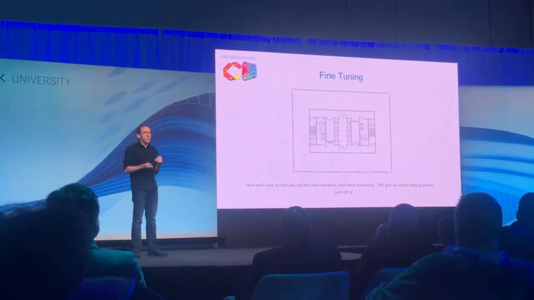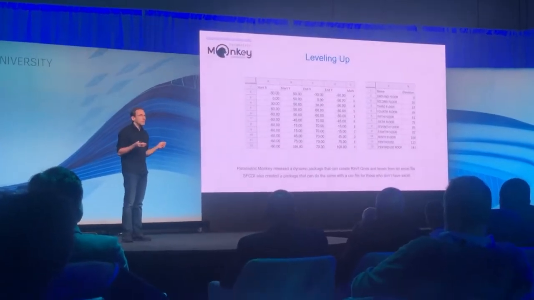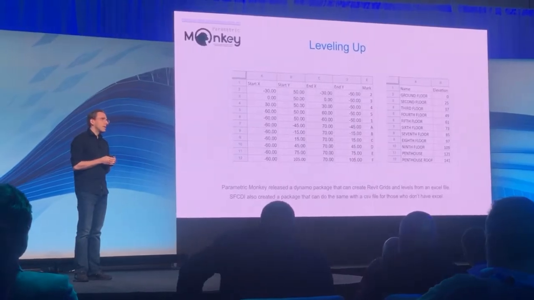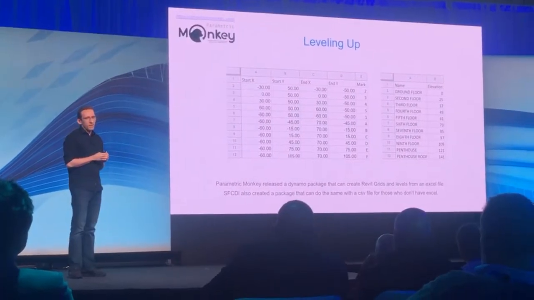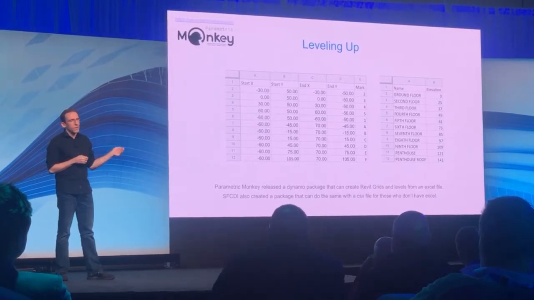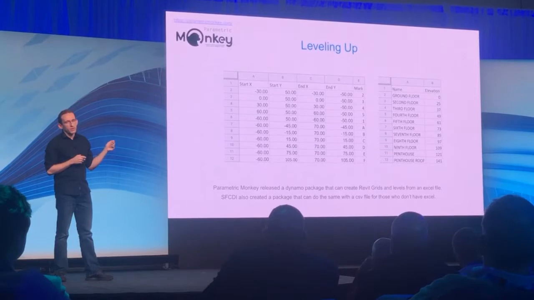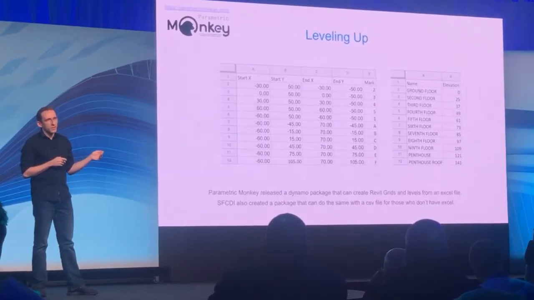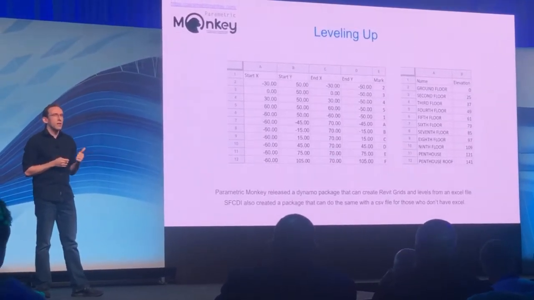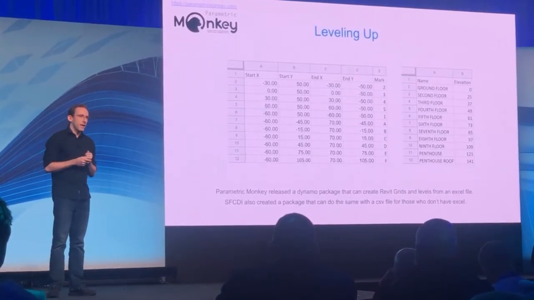So in addition to building the model, we also need to set up our datums. And while setting up datums is not a very time-consuming process, it is something that needs to be really accurate. And so automation can help increase the accuracy of this task. So here we have an add-in for a Dynamo node produced by Parametric Monkey that can take an Excel spreadsheet and use it to generate grids and levels in your model. And so this can help increase the accuracy of that task.